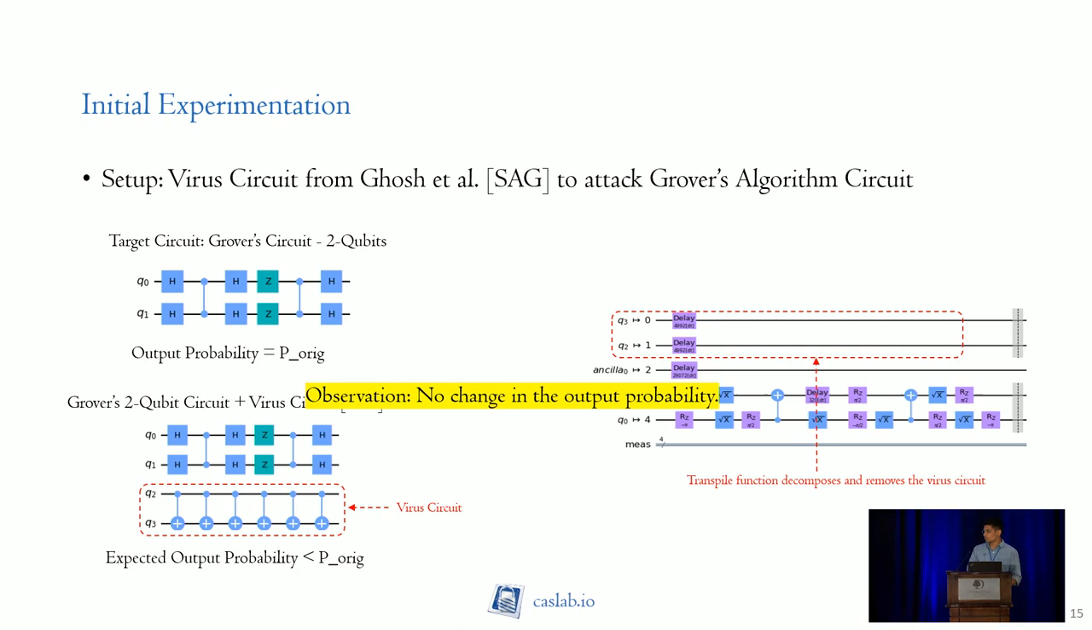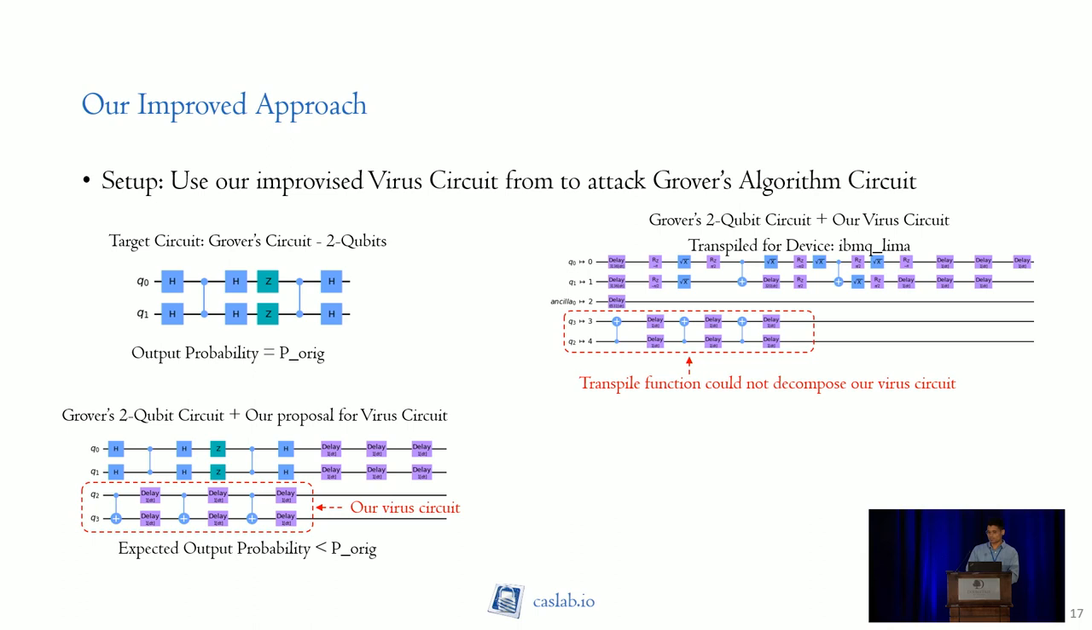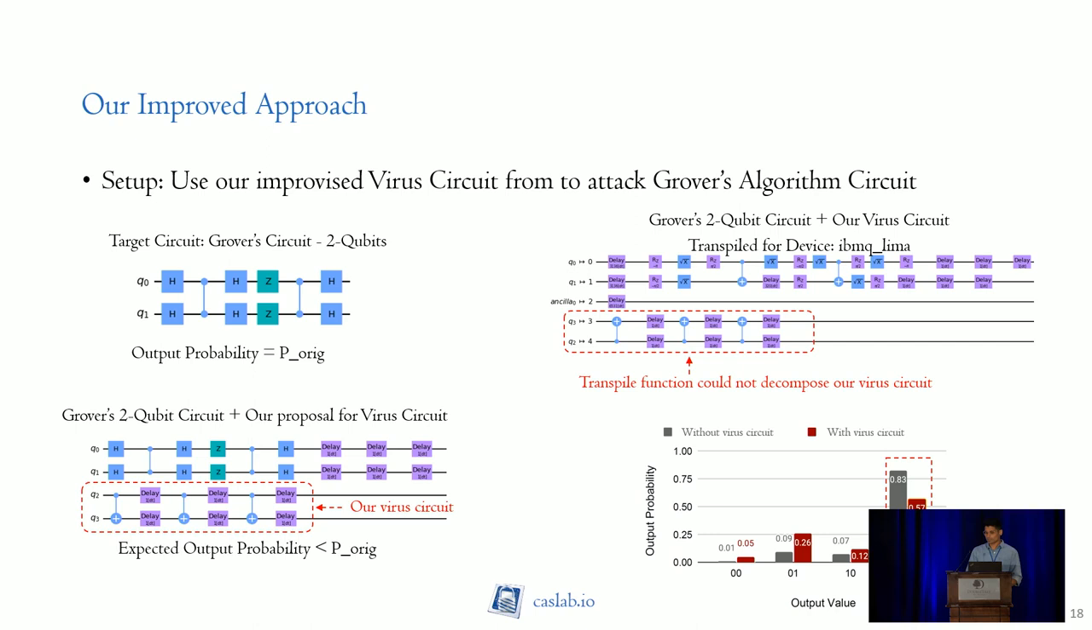So we improve on this approach by adding something called delay functions between the C0 gates, with which we were able to trick the transpile function to assume those as individual separate gates. And post-transpilation, we could still see that the C0 gates were in place. So when we run, we see that the measurement output, which was supposed to be 1-1 for the Grover circuit in this case, there was a drop in the output probability when we perform the measurement with the C0 gates running in parallel.